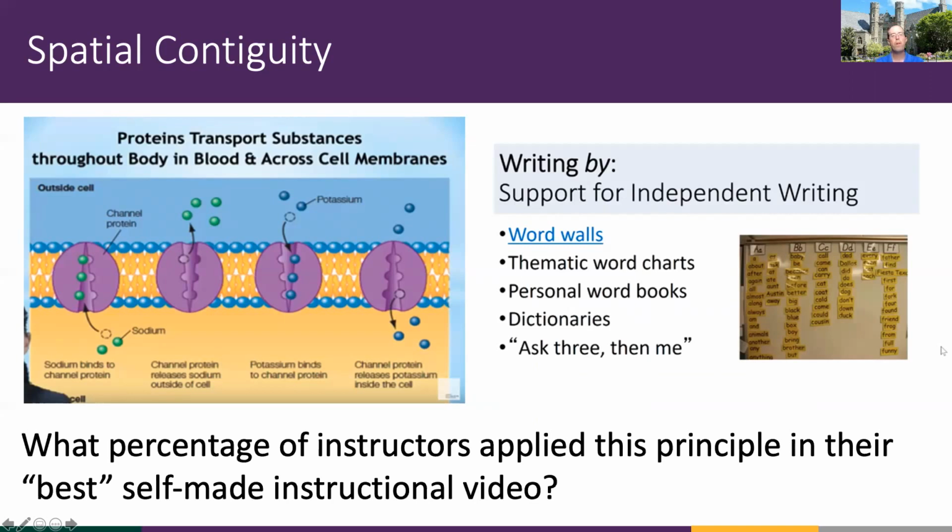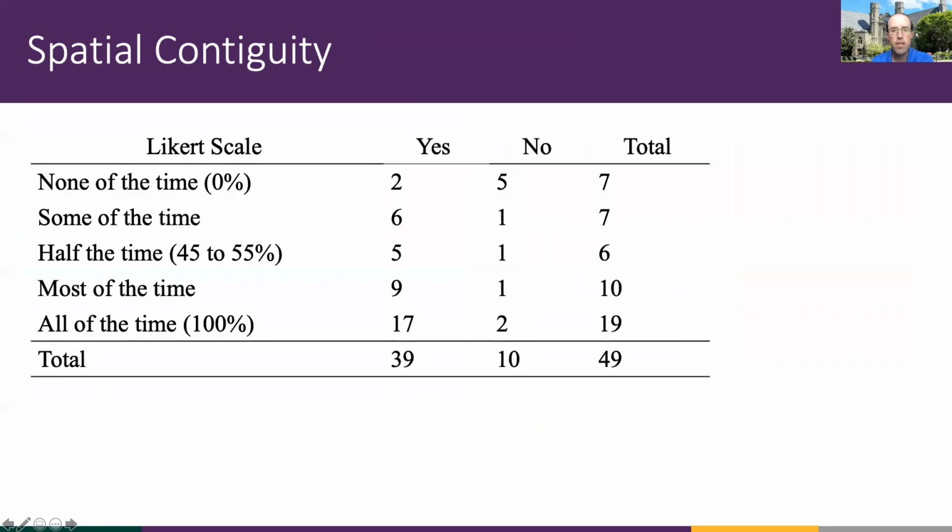So what percentage of instructors applied this spatial contiguity principle? Go ahead and take your percentage guess, and let's find out the answer. So I have a crosstab of the 2 question types that I asked about this concept. And 79% said yes on the dichotomous yes-no question, but it got a little murkier with the Likert scale. In that instance, you had 71 saying at least half the time or more.